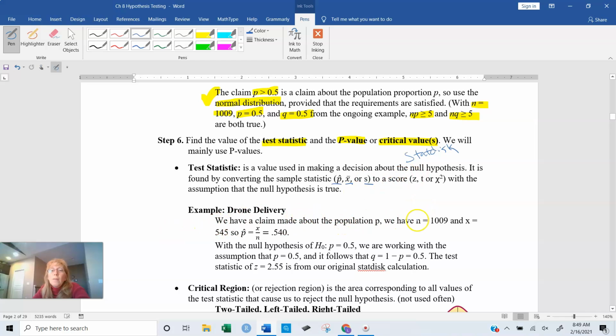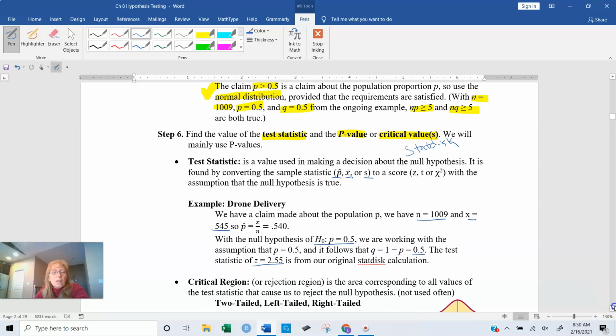Okay, the drone delivery, population proportion p, it was 0.54. So we had n equals 1000, x equals 554, and we're going to use StatDisk to calculate our stuff with this. Our null hypothesis is p is equal to 0.5. We're working with the assumption p equals 0.5, and q then is 1 minus p, which is also 0.5. The test statistic from StatDisk is 2.55. Now let's show you what this all does.